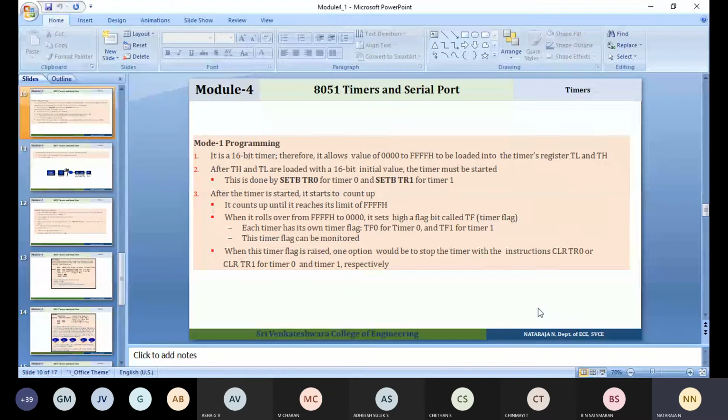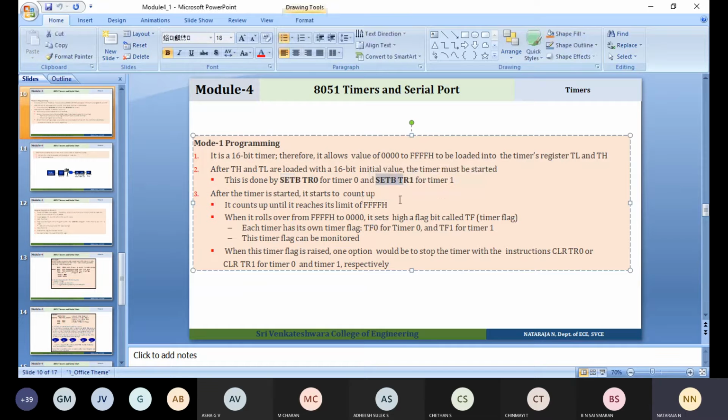For example, if I am going to get the signal from TR0, we give the instruction SETB TR0 for timer 0. If it is timer 1, what do we need to do? SETB TR1 for timer 1, we need to give that instruction. These instructions differ for timer 0 and timer 1. This is for timer 1 and this is for timer 0.